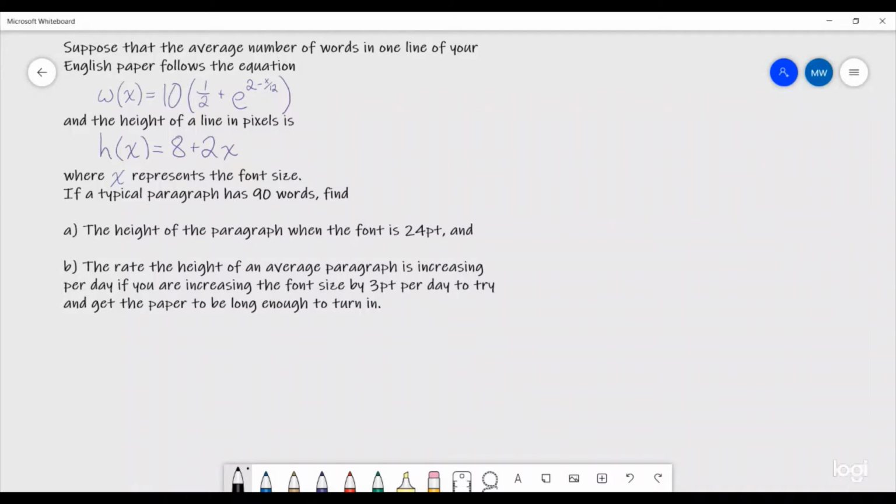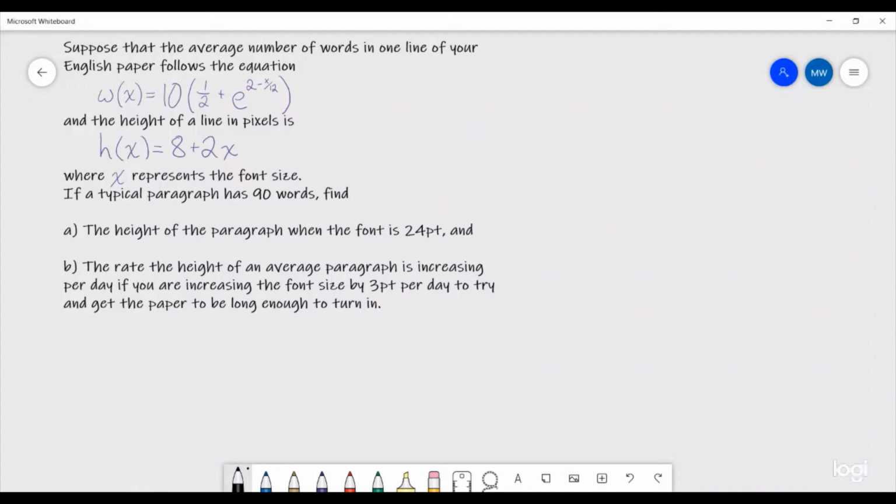So the first one is, what's the height of the paragraph when the font is 24 points? Well, what does this mean? We know that the entire paragraph has 90 words, but not all of those words are going to fit in one line. So first, we're going to need to know the number of lines, and second, we need to know how tall each of those lines is.